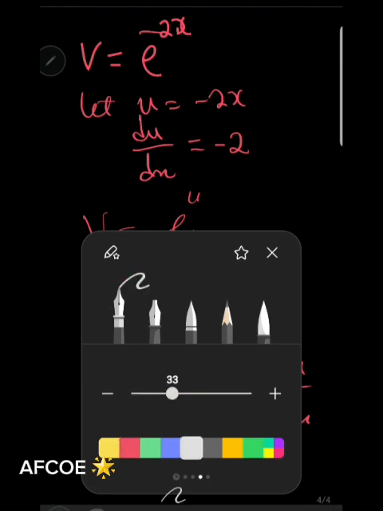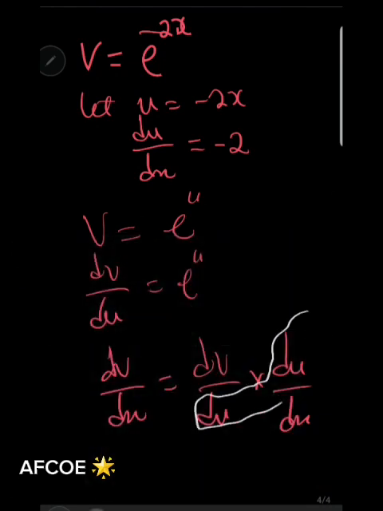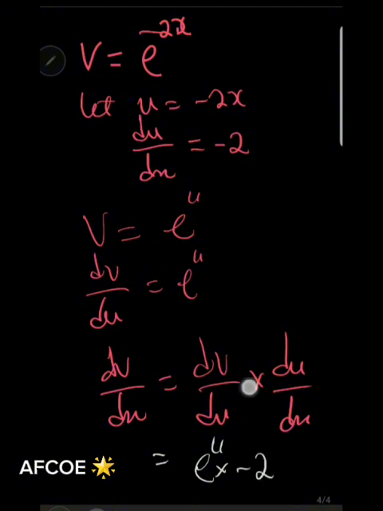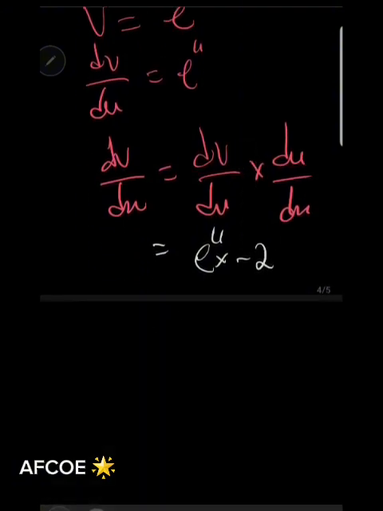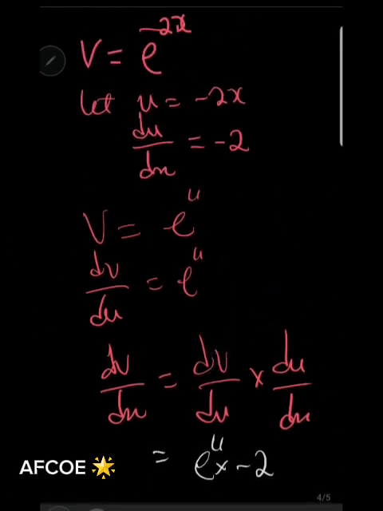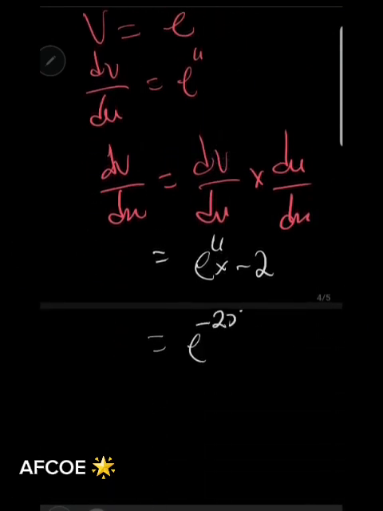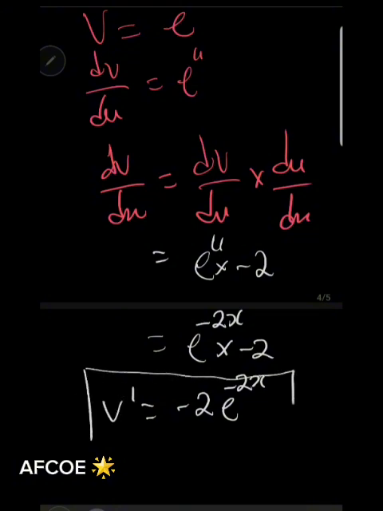You see they have changed it up. It's just like this one can cancel the du. It's as if it can cancel, right? We have it like that. And if you substitute, dv dx, dv du is simply e to the u multiplied by du dx, which is what? Negative 2. And we started with x, so we have to end with x. So you substitute, your u is what? We said u equals negative 2x. So it will be e to the negative 2x times negative 2, which gives you negative 2 e to the negative 2x. So this is our v prime, or dv dx. We box it.